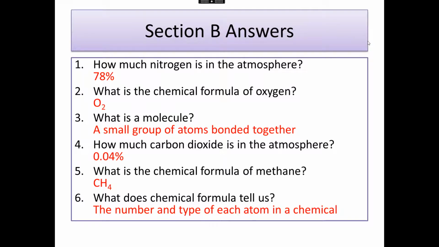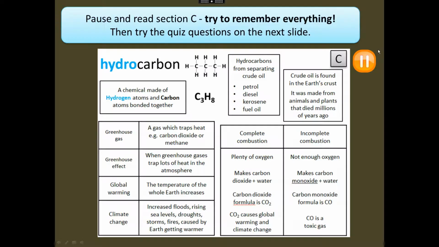Pause it if you need to, because I'm going to move this on to the section C part of the Knowledge Organiser. Here we go. So much in this topic, so much to remember. You've done so much learning, just goes to show how much you learn in science. Pause the video, read everything in section C, try and remember it.